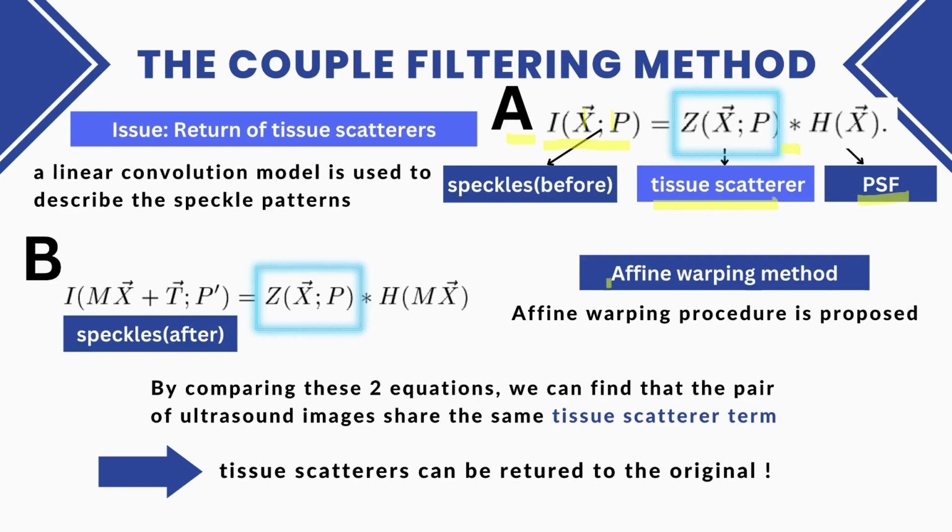By a special procedure called the affine warping method, we can get equation B, showing that the speckles after the deformation is equal to the convolution of the tissue scatter and the PSF expanded by the coefficient m. Looking at equation A and equation B, we can find that the pair of ultrasound images will share the same tissue scatter. That means we can retrieve the speckle by making the speckle before equal to the speckle after.